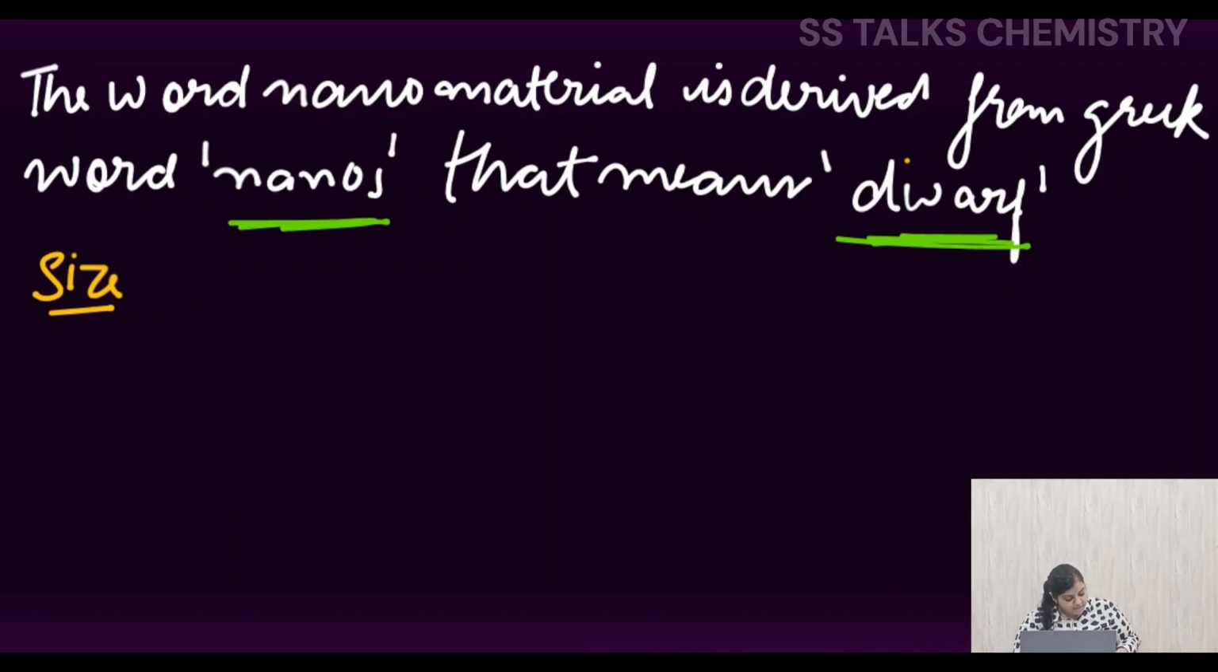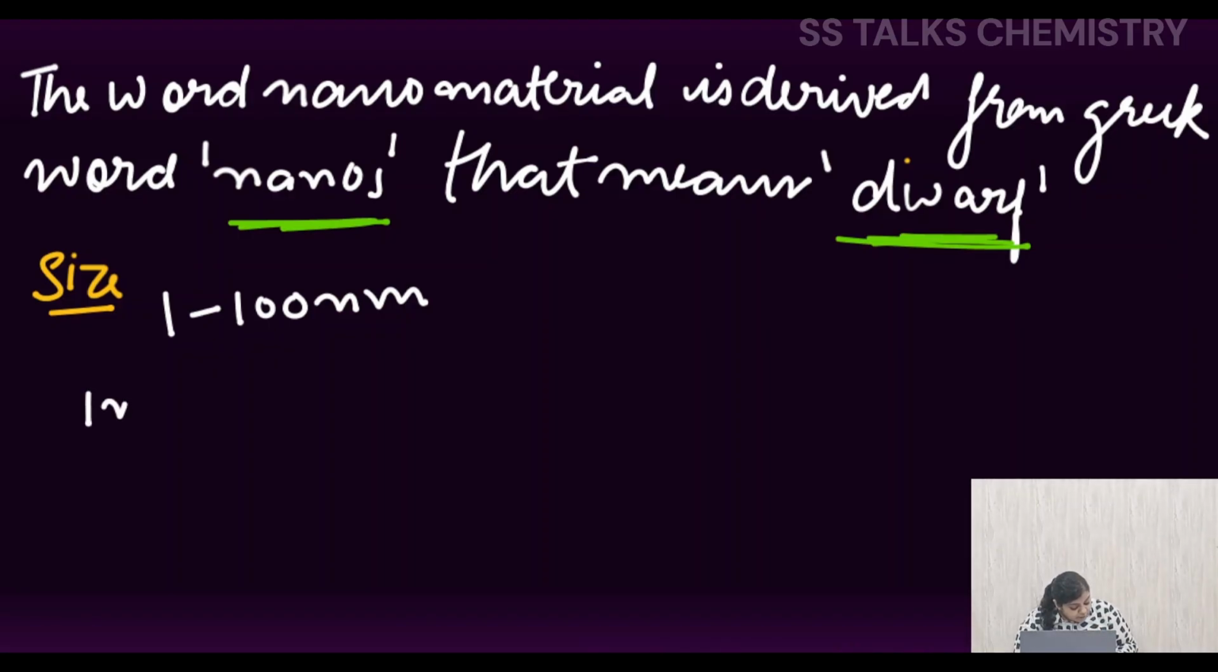So what is the size of these nanomaterials? Basically it lies in the range of 1 to 100 nanometers. So if you have particles whose radius or diameter falls in this particular range, we can say these are nanoparticles.